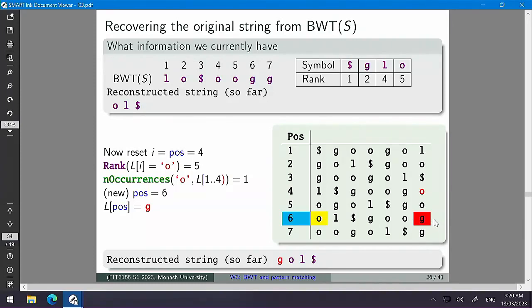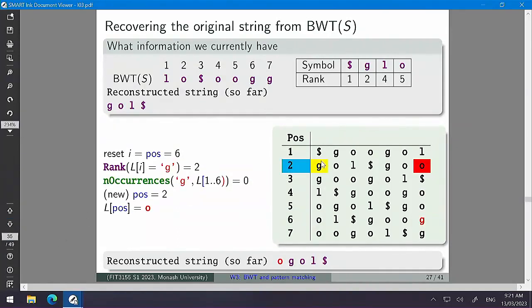Rinse and repeat. What is the rank of G? Rank of G is 2. How many times have I seen this G from the first all the way to before that position? 0 times. So this has to map to rank plus number of occurrences: 2 plus 0 is 2. That means it will map to 2. What comes before G? Whatever is in the last column of that position, which is O. So now I is pointing to 2.